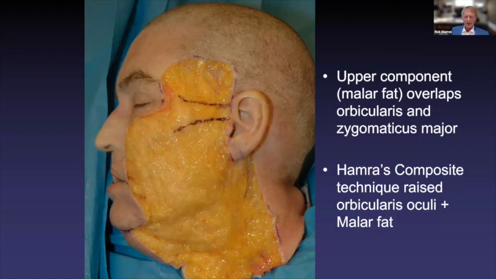Looking at another anatomical dissection, this is my own. The upper component of the superficial fat, as you can see, overlies the orbicularis. So to raise this upper part of the fat, the melo fat, you don't have to go under the zygomaticus, or excuse me, under the orbicularis. You can raise it on top of both muscles. Hamra's composite flap was not that. He went under orbicularis and under the fat. But what I just showed you is raising this fat off of the underlying musculature.